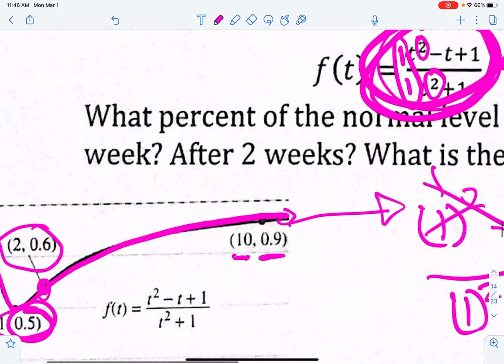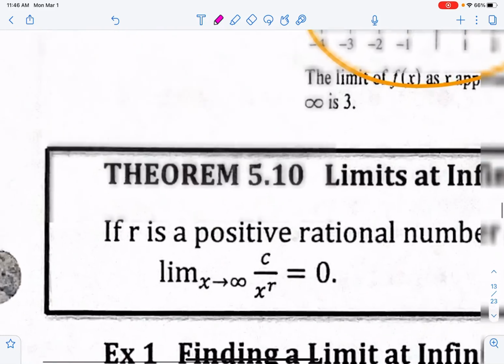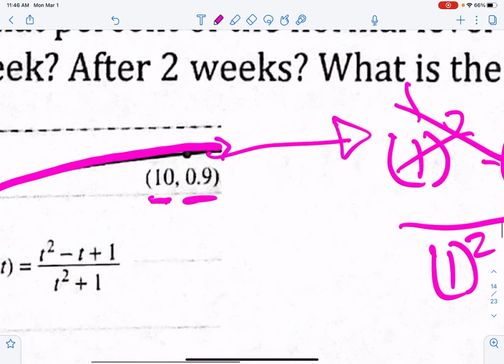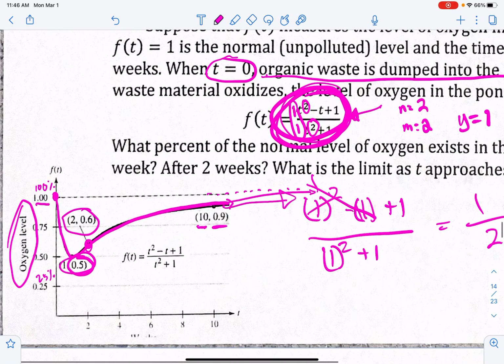Now, since this is a horizontal asymptote, what this is saying is that it will never actually reach fully 100% oxygen again, okay, which is kind of weird to think about. The further out and out and out this goes, the closer it will get back up to 100%. But since there's that dotted line there, it will never actually reach fully 100% oxygen ever again. It's kind of hard to wrap your brain around. It might get to 99.9999999, but it will never be 100% again.